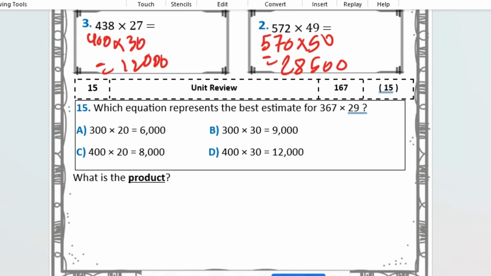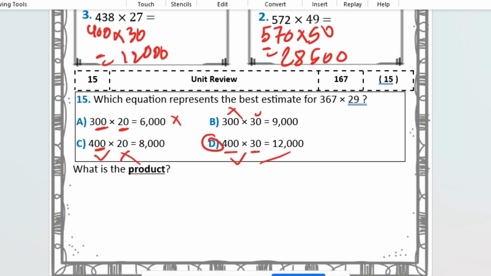Now, which equation represents the best estimate of 367 times 29? The first one is 300 times 20, which is of course wrong because he didn't use compatible numbers, or he used them wrong. This should be 400, and this should be 30, but he used it wrong. Now 300 times 30, this one is correct, but this one is also wrong. Here is 400 times 20, this one is correct and this one is wrong. Finally, this is 400 times 30, both are correct, so this one is the best estimate.